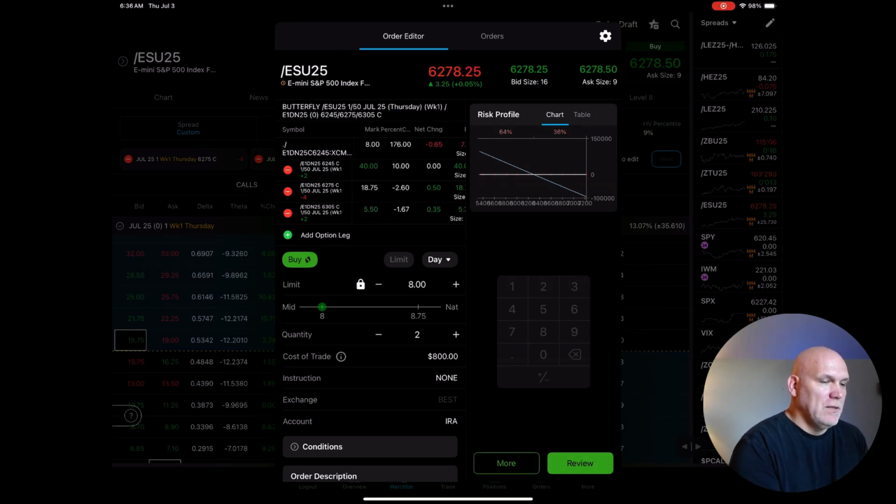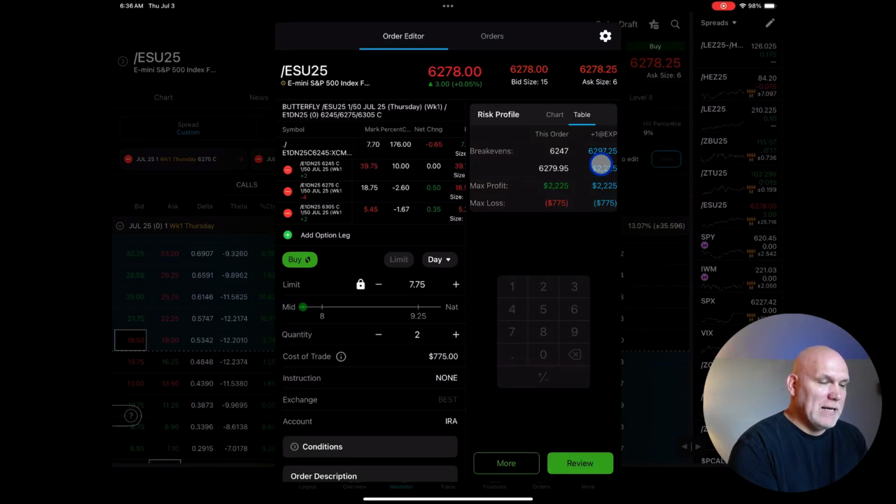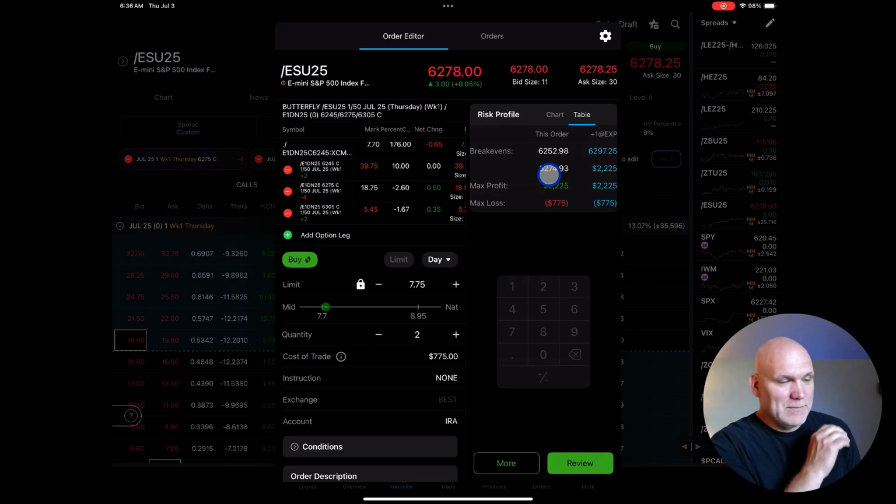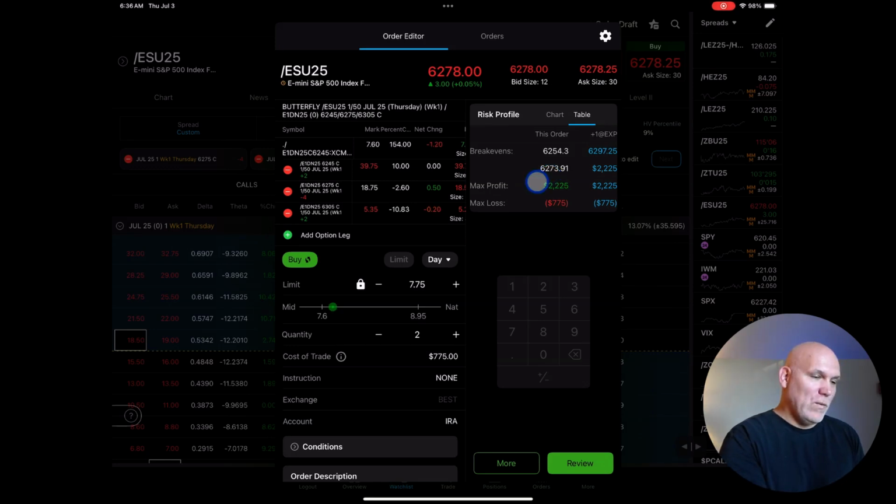There it is. Here is the chart. The profit diagram doesn't really work on futures that well. So I go to the table. There's my maximum profit that we calculated earlier, my break-even points, and my maximum loss. So if this order gets executed and it goes way south or way north, doesn't matter. I'm only going to lose $775 all in. And then I'm going to set my takeout point once I execute this. So let's go ahead and execute.